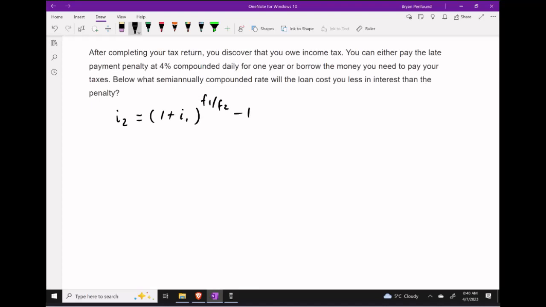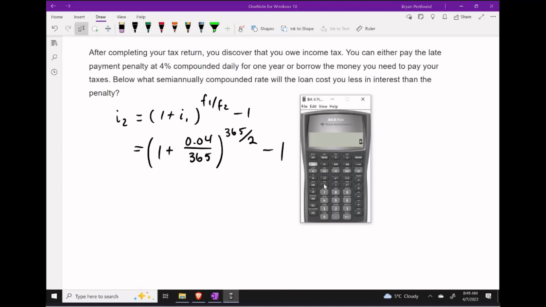So the idea here is to compare a daily rate to a semi-annual rate. So our I2 formula should apply. Let's begin by inputting 1 plus I1. I1 here is the rate that's given to us. We take 4%, we'll divide that by 365 because we are compounding daily. That implies that F1 is also equal to 365. Now our goal is to compare this to a semi-annual rate, so F2 here should be equal to 2.